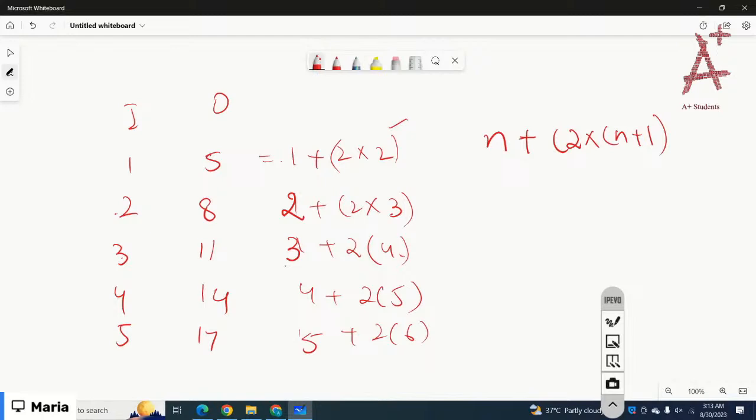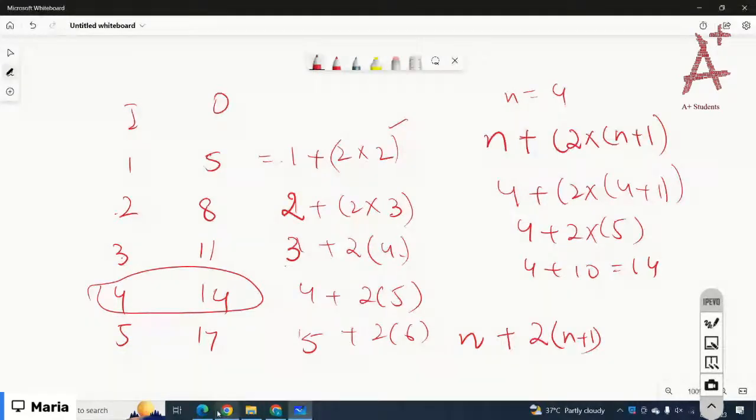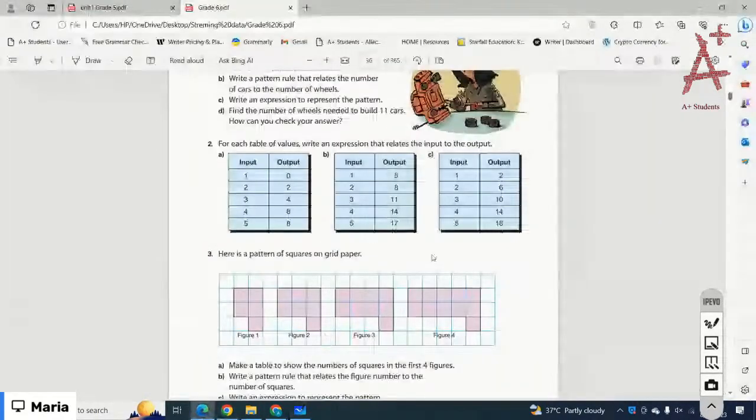For example, you have to evaluate for n equals 4. It would be 4 plus 2 times 4 plus 1. 4 plus 1 is 5, 5 times 2 is 10, and 10 plus 4 is 14. So you can see when the input is 4, the output is 14. That means the mathematical expression is n plus 2 times n plus 1, right? You can do the C part by yourself.